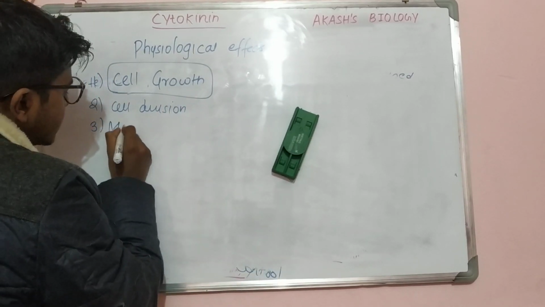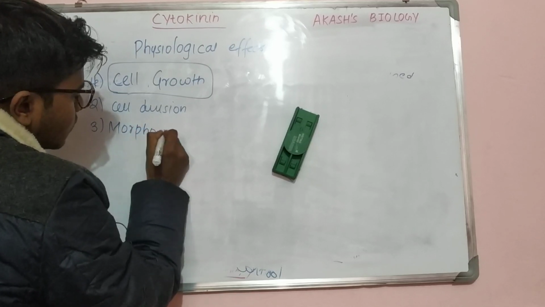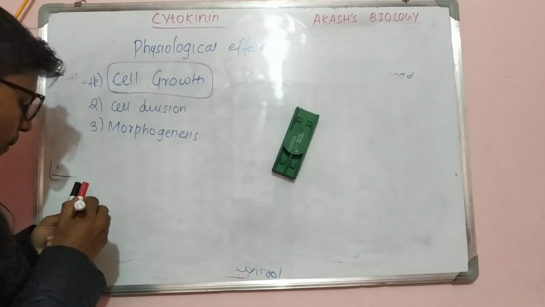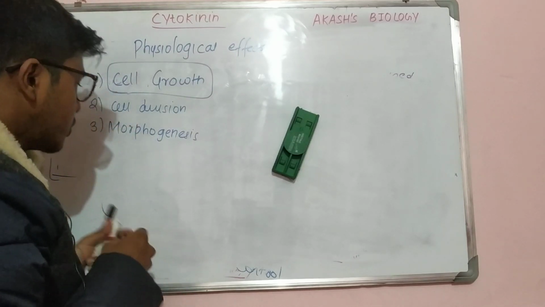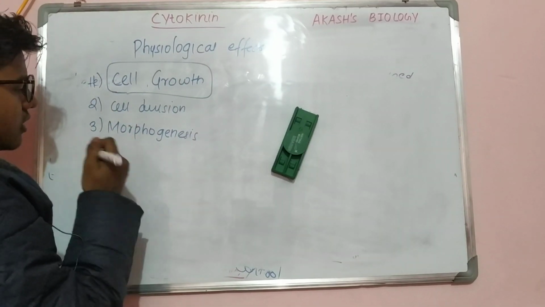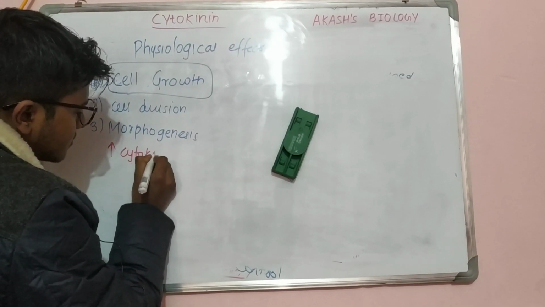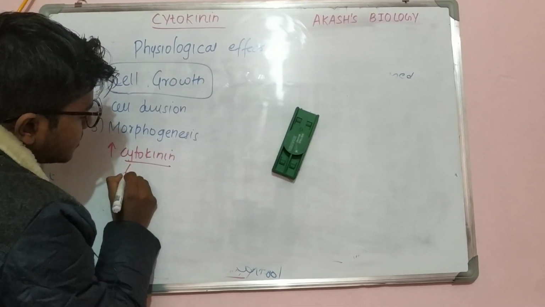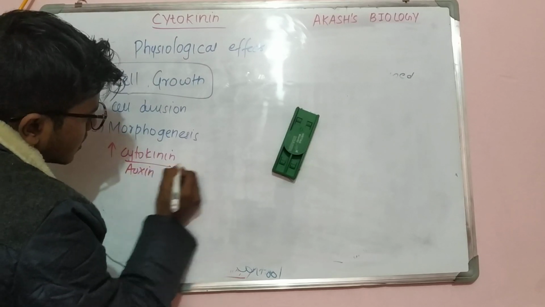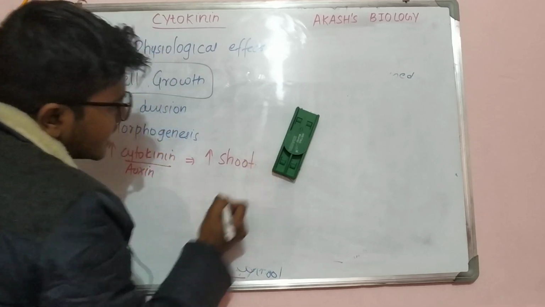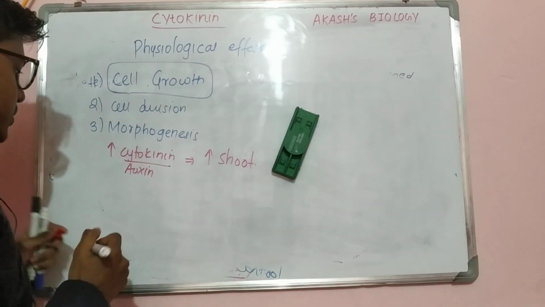Third one is morphogenesis. What is morphogenesis? So you need to know about this from the tissue culture point of view. If we sprinkle a solution which has a high cytokinin to auxin ratio, then it will increase what? Shoot differentiation, or the morphogenesis of shoot.